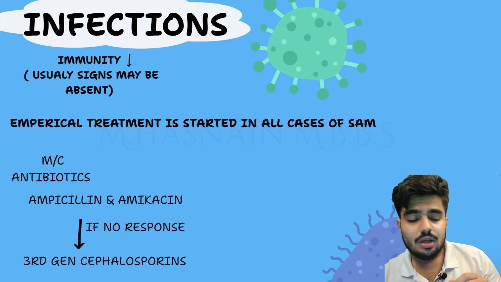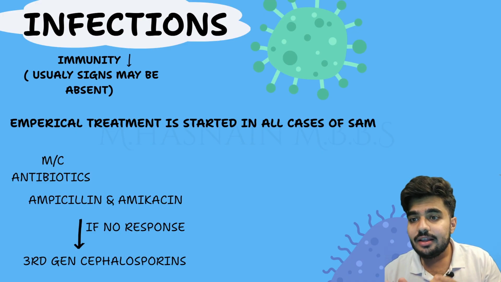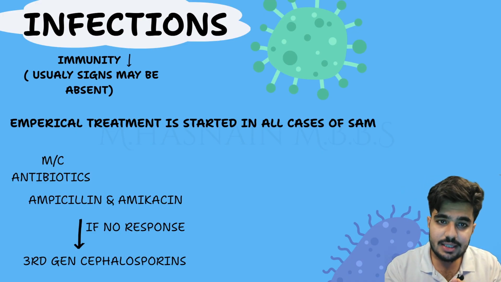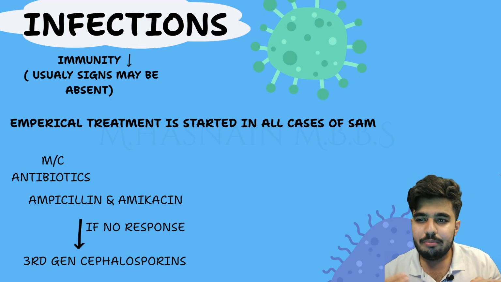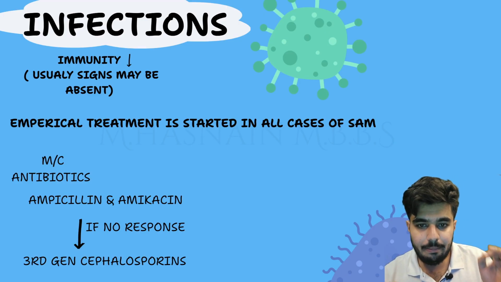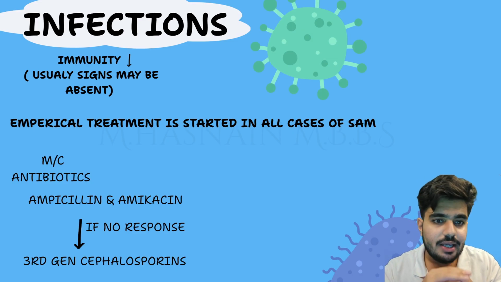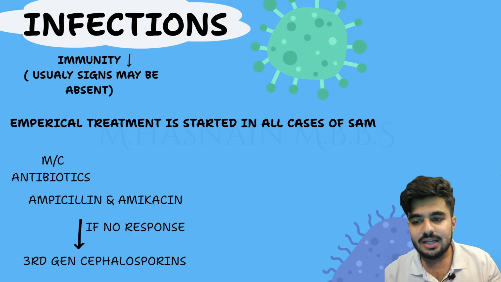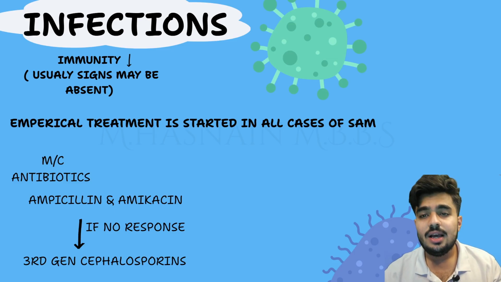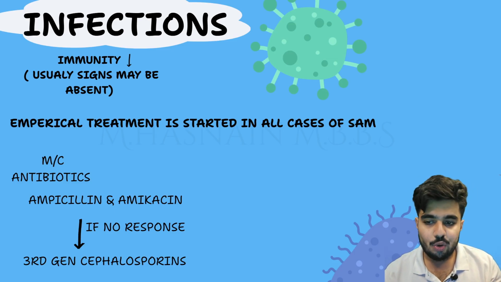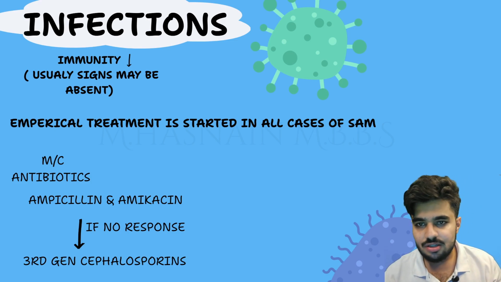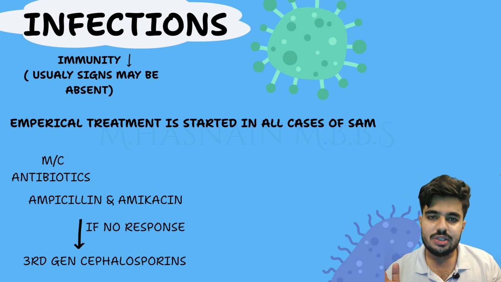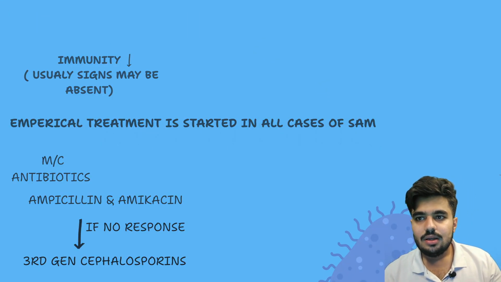Now moving further, we'll talk about the infection. In case of SAM, the immunity is usually decreased because of the malnutrition, and the usual signs of infection may not be present. So empirical treatment is started in all cases of SAM. The most common antibiotics we give are ampicillin and amikacin, like penicillin and an aminoglycoside group. If there is no response, then we will give third generation cephalosporins. This was the control of our infection.